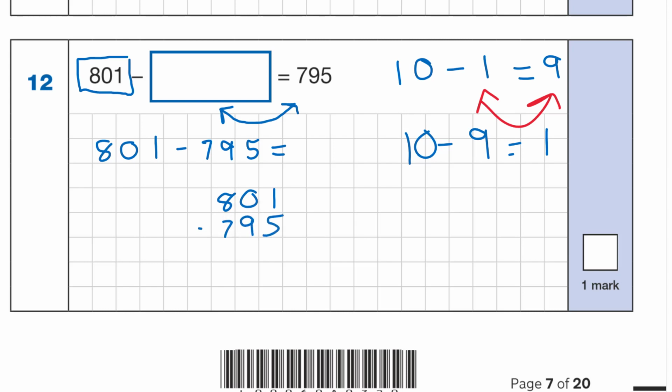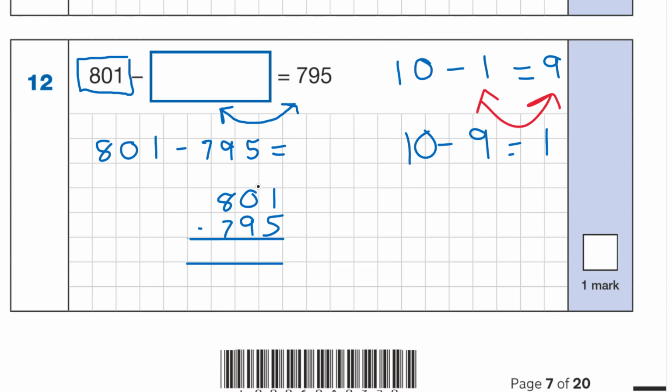Okay, so if I was counting from 795, so I've literally got my hands out now, which you can't see. I'm counting up 796, 797, 798, 799, 800, 801. I've got 6 fingers. That's my answer. That's pretty quick, and I'll probably be able to do that quicker than writing out this column subtraction.